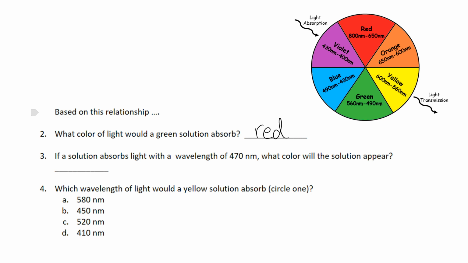If a solution absorbs light with a wavelength of 470, so 470 would fall over here. So if it's absorbing blue light, what color would it appear? Well, it would appear the opposite color. It would appear orange. And a yellow solution, if it appears yellow, that means it is absorbing violet light. So somewhere in the 400, 430 nanometers. So it looks like this would be our best option there.